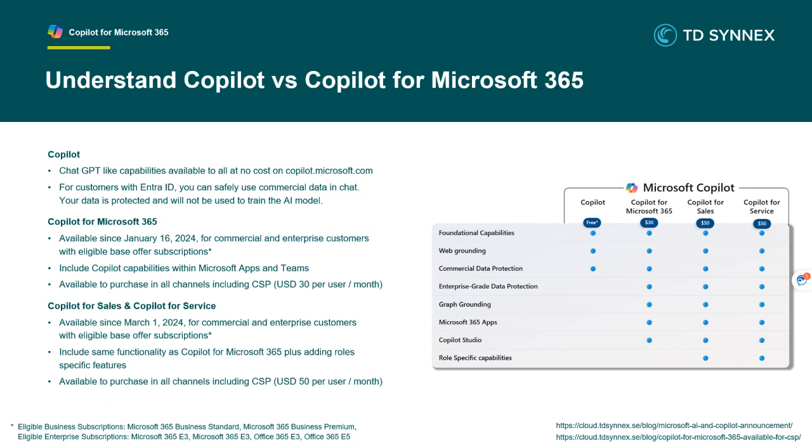M365 E3, Office 365 E3 and E5 and so on. Business Premium and Business Standard also, of course, if you look at the business plans.